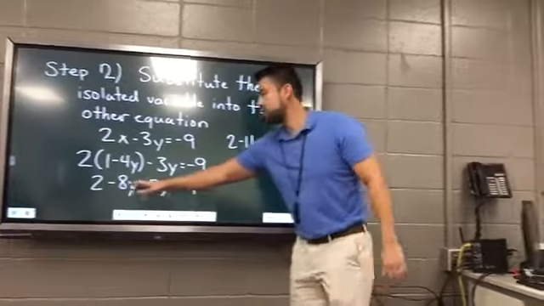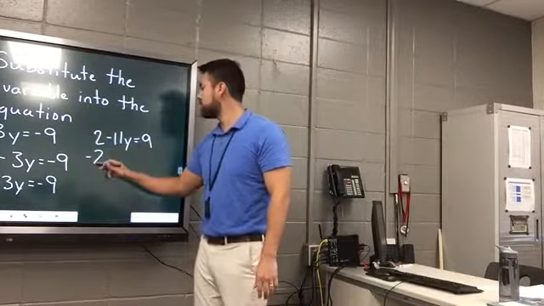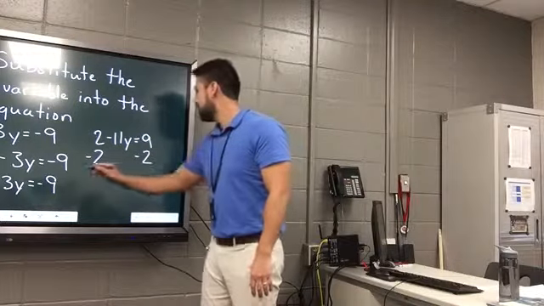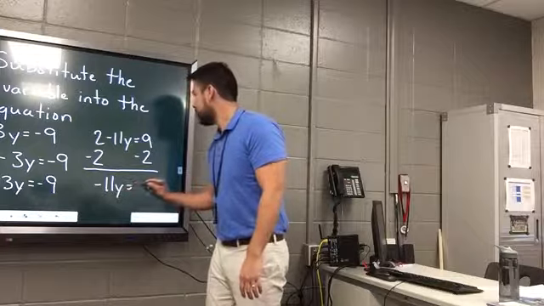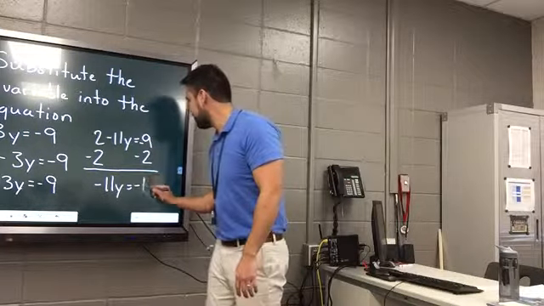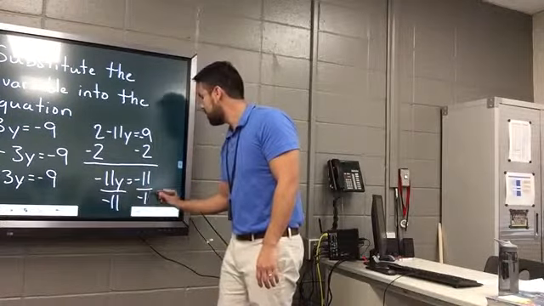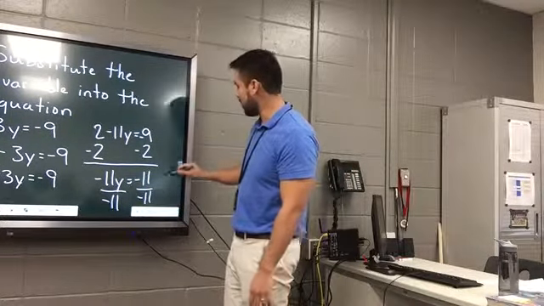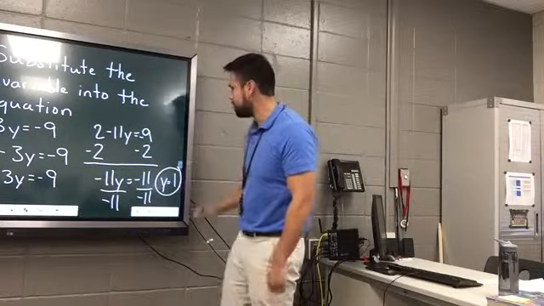So I combined these two like terms. I got negative 11y. Then I'm going to subtract 2 from both sides. And then I get negative 11y equals negative 9, so negative 11. And then I divide both sides by negative 11. And I finally get my y equals what? Y equals 1. So I'm going to circle that right here.